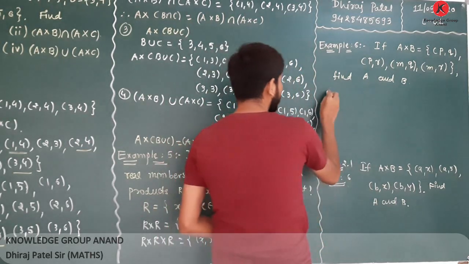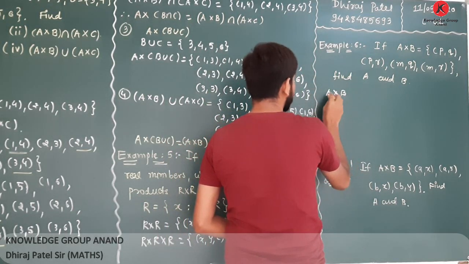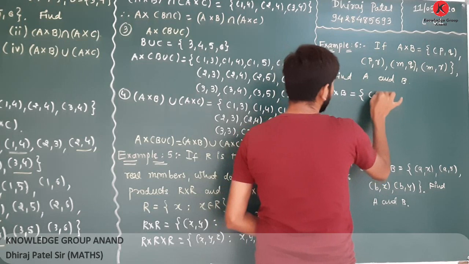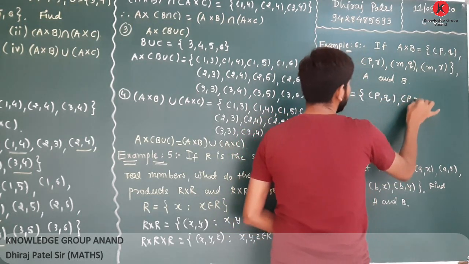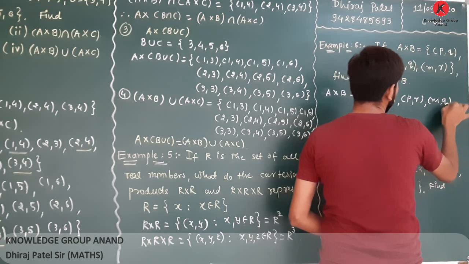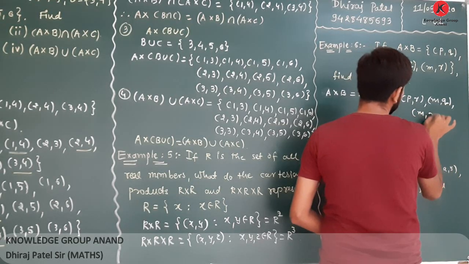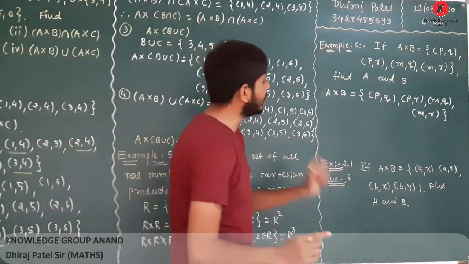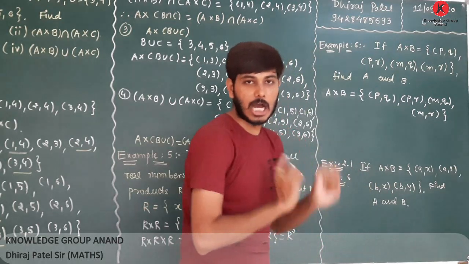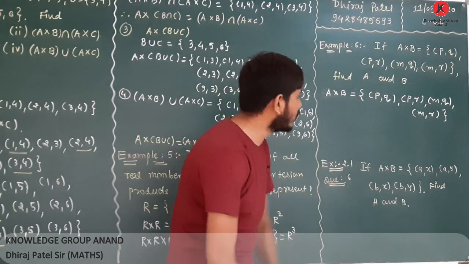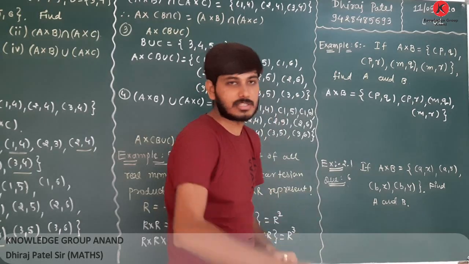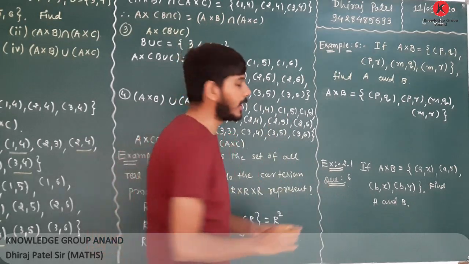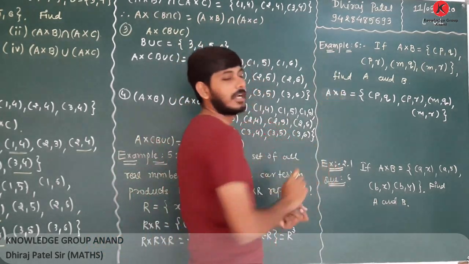So we have A cross B. What is A cross B? A cross B equals PQ, PR, MQ and MR. These are the possible ordered pairs of A cross B. Now we want to find set A and B. How can we find set A and B? We know that in A cross B, the first element must be of set A and the second element of the ordered pair must lie in set B.